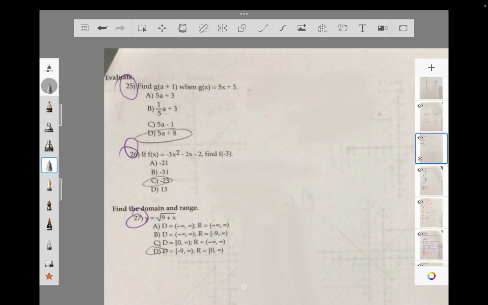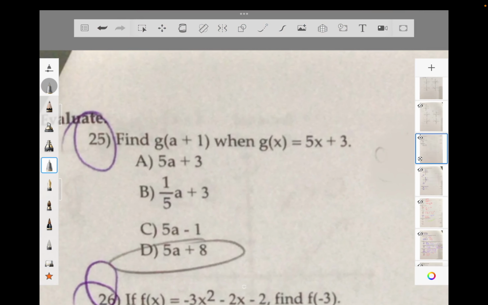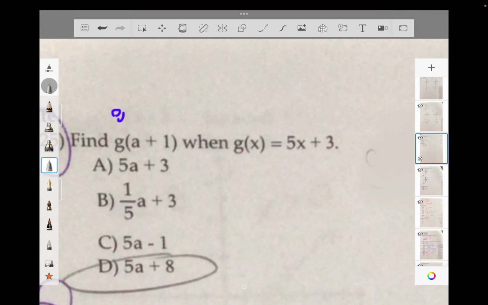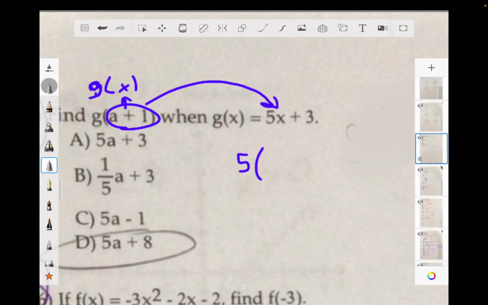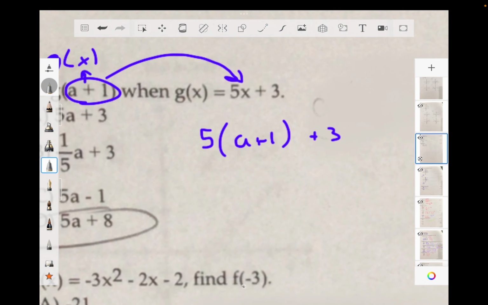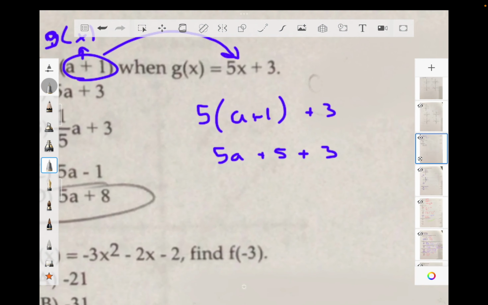Find g of a plus 1 when g of x is 5x plus 3. This one, all you're doing is, you have g of x, and they're saying plug this a plus 1 into this x, and then solve. So you're taking this a plus 1 and plugging it into here. So it's going to be 5 times a plus 1, plus 3. Distribute the 5, it becomes 5a plus 5 plus 3, which is 5a plus 8.